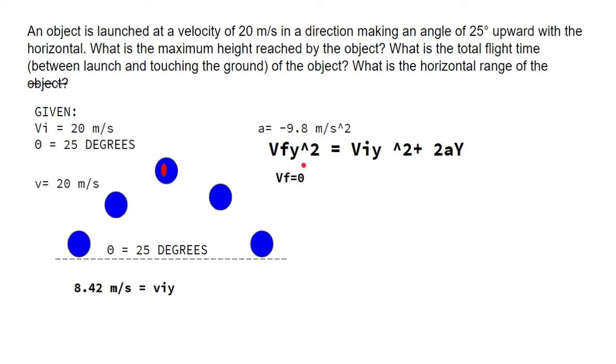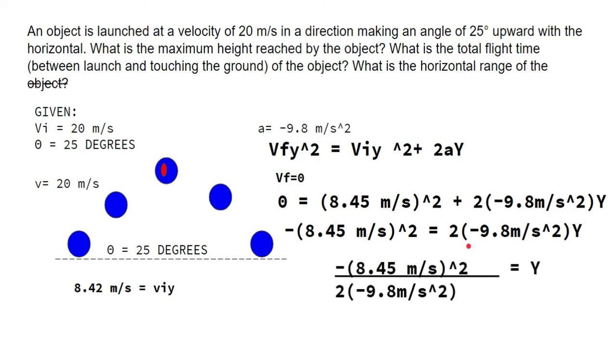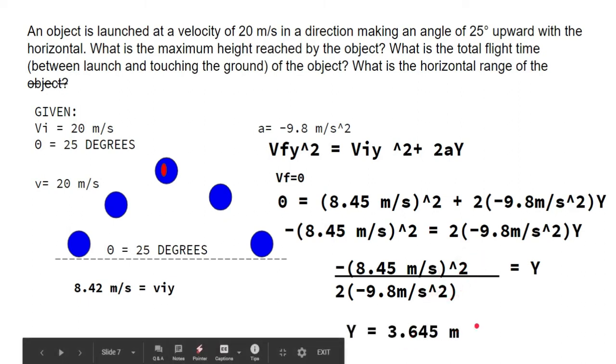Okay, and then we substitute other givens. So we have 8.45 meter per second, to be squared, plus 2, and then the given acceleration. So transposing this to the other side, it becomes negative 8.45 meter per second squared, and then divide both sides by 2 times negative 9.8 meter per second squared. So you will arrive at an answer of 3.645 meters. So this is the maximum height of the projectile.